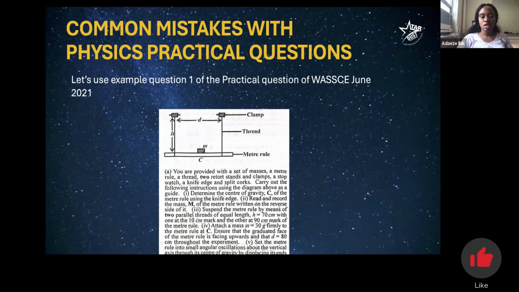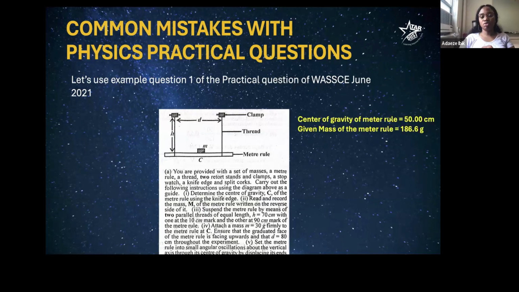All right. Now they give you the details of the experiment. Suspend the meter rule by means of 2 parallel threads of equal length. I've explained all of that, so I'll not go into the detail. But the point is, do this experiment, record the time. For every mass you change, there will be different times of oscillation, so you should produce a table when you do that.